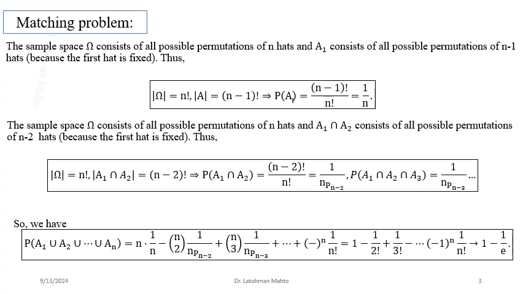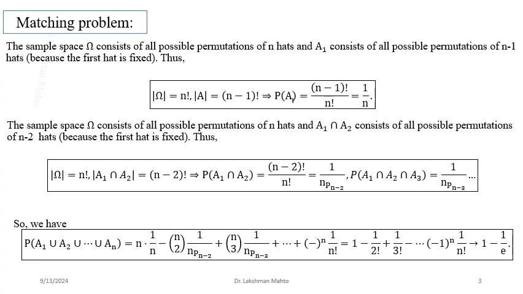So how will you compute the probability of A1? Just use the formula you had seen in finite sample space. The number of elements in A1 would be (n minus 1) factorial, because one hat is already fixed. So that person has (n minus 1) factorial options, divided by the total possible options, which is n factorial. Simplified, it comes out as 1 by n.